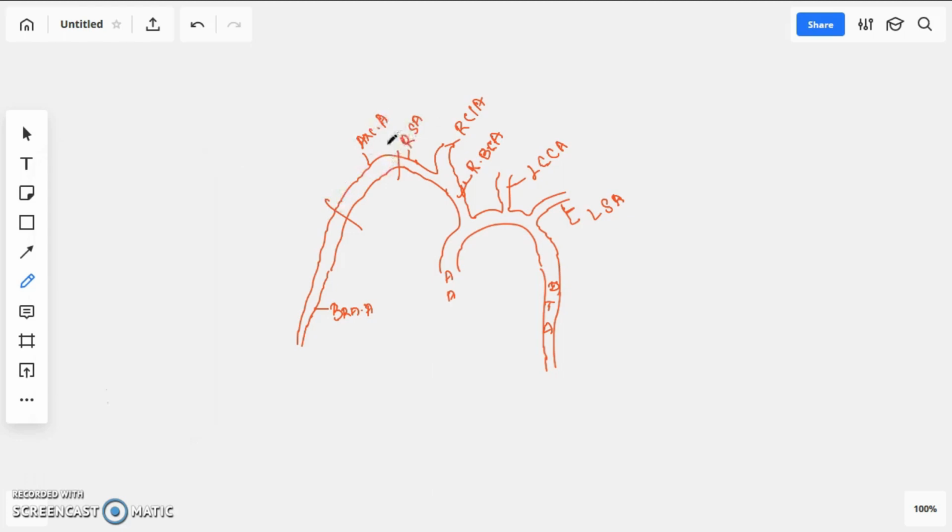This axillary artery extends from the outer border of the first rib. So we have the rib present medially. The outer border of the first rib gives the extent level from above. Then below, we have the extension till the teres major muscle. So we have the teres major muscle with its upper border and lower border. This is the upper border, this will be the lower border. The lower border of teres major forms the lower extent or lower demarcation for this axillary artery.